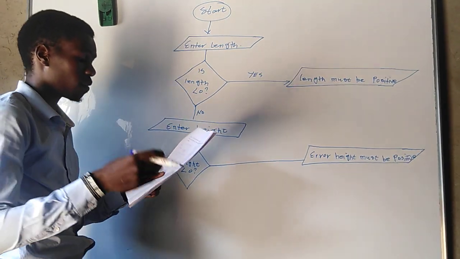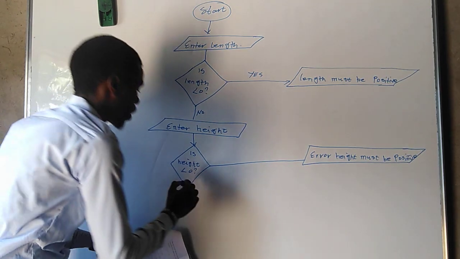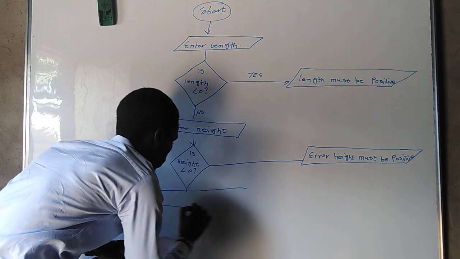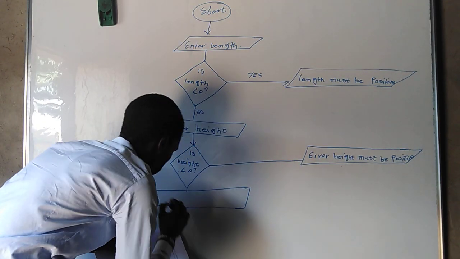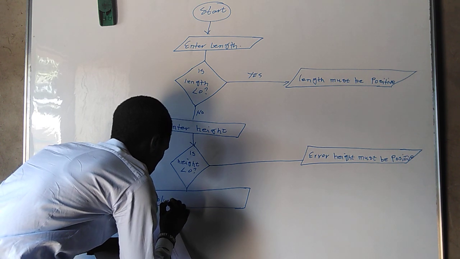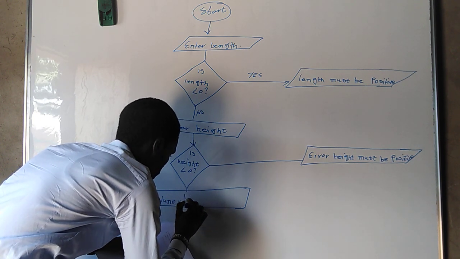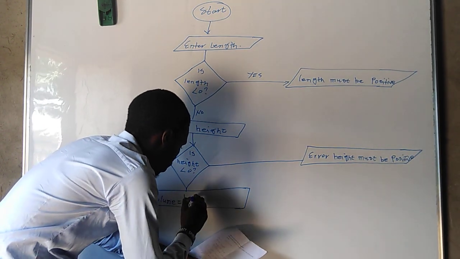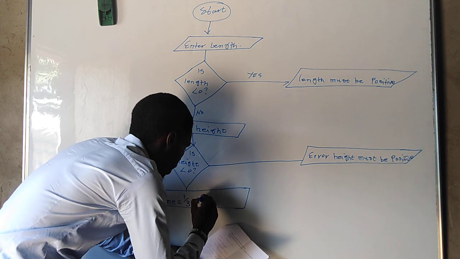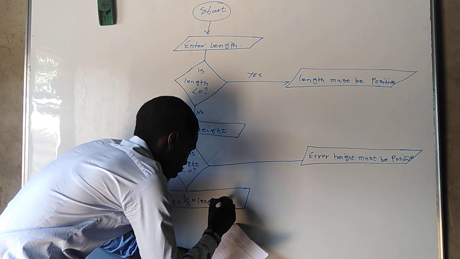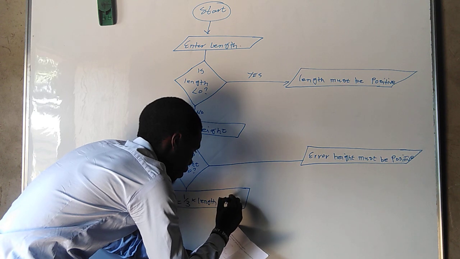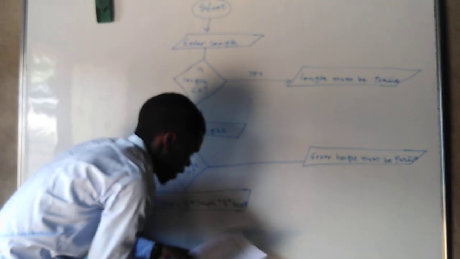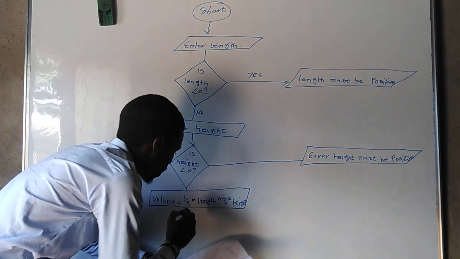Then V is equal to, so this is now the formula. Put your formula in the formula box, which is the rectangle. Then I'll say volume is equal to 1/3. Just copy the formula the way it is there. Don't change anything. 1/3 star length power 3 star height, like that.